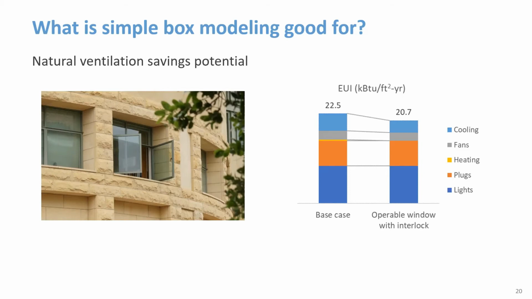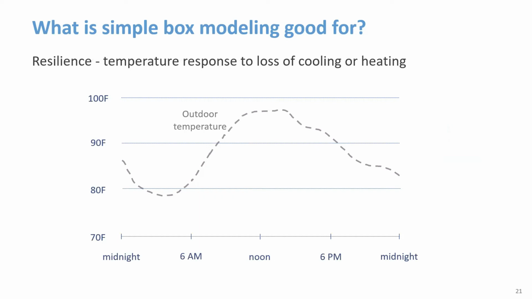Resilience is becoming a more important issue for building designers. So energy modeling programs can be used to provide a rough estimate of space temperature and how that might change when there's a loss of cooling, which might be due to a power outage or system failure.